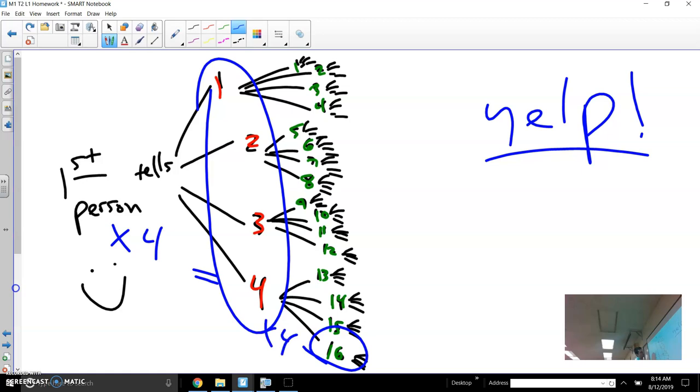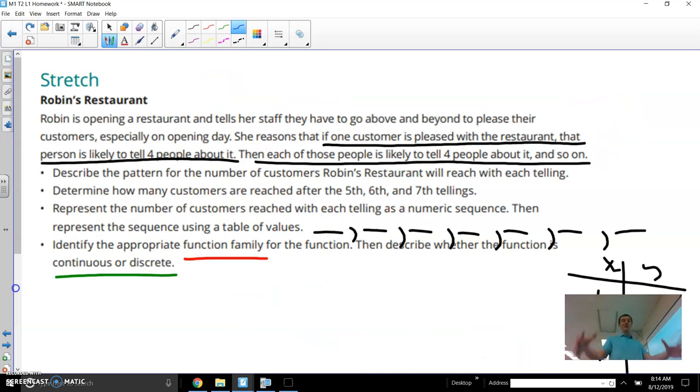Second time, those 4 times 4, another 16. 16 times 4, now you're talking about 64. If I was going to branch out all 4 of those 16 people, if 4 people on each of those 16 stems, that would be 64 total people.